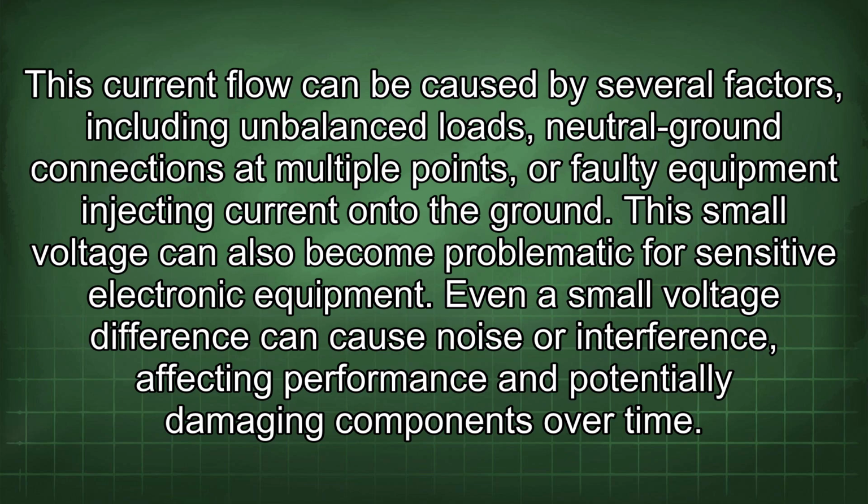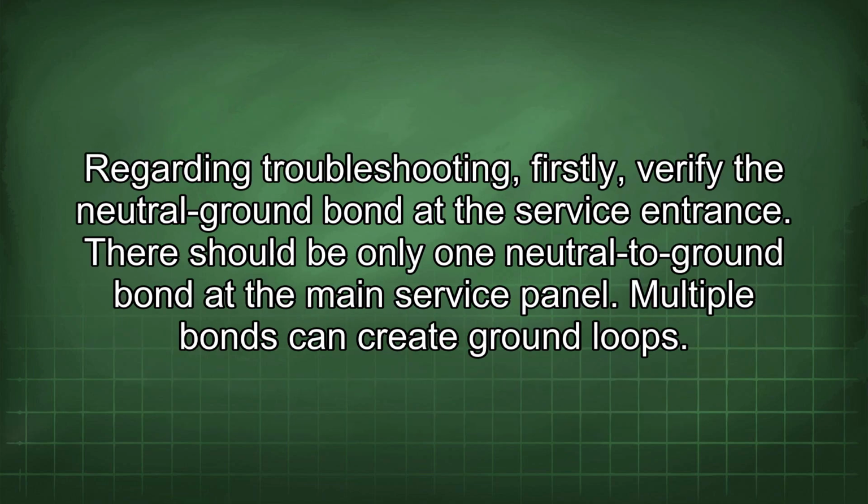This small voltage can also become problematic for sensitive electronic equipment. Even a small voltage difference can cause noise or interference, affecting performance and potentially damaging components over time. Regarding troubleshooting, firstly verify the neutral ground bond at the service entrance. There should be only one neutral to ground bond at the main service panel. Multiple bonds can create ground loops.